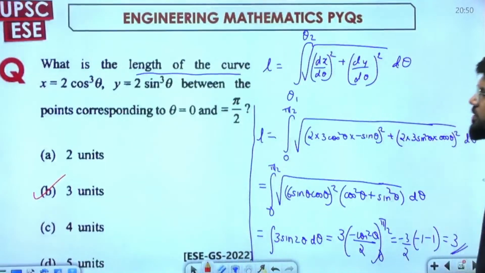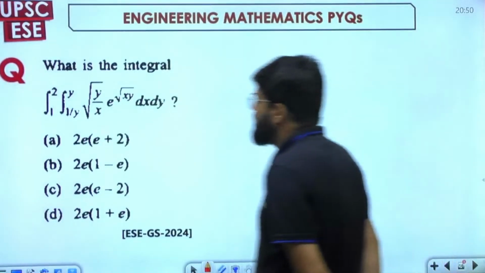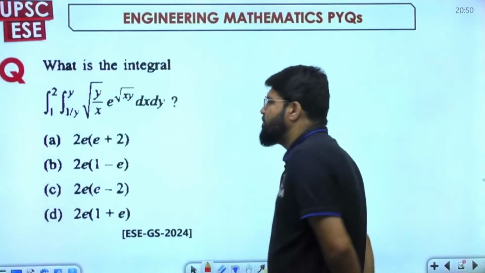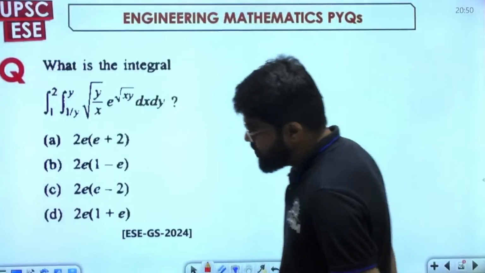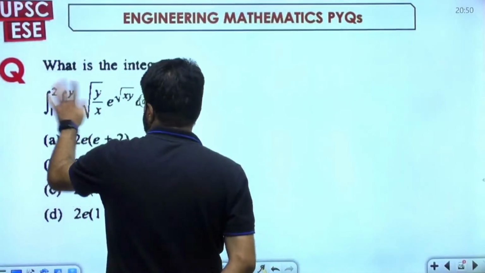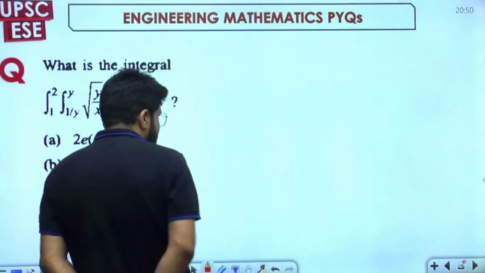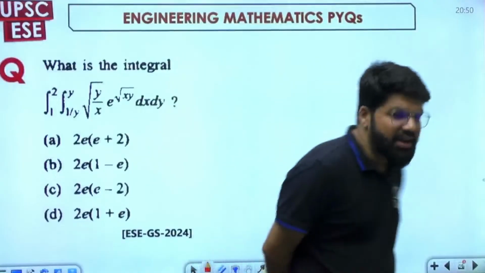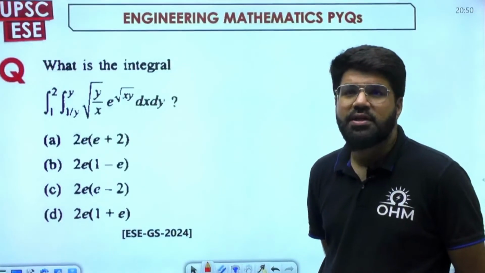Right. Next question. What is the integral? A double integral question. Integral for y from 1 to 2, x from 1 by y to y, of root over y by x, e power root xy, dx dy. Now see, the limit of x depends on y. That is why the order of integration is dx dy. You have to first integrate with x. And if you integrate with x, y will be constant. Correct. Y will be constant.